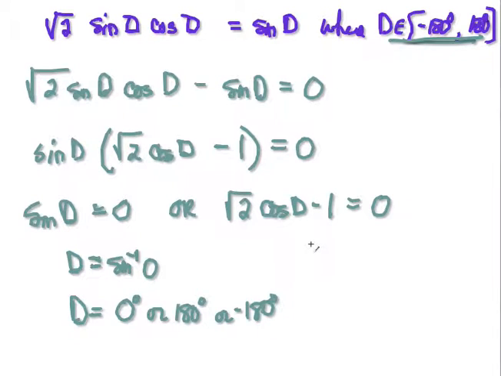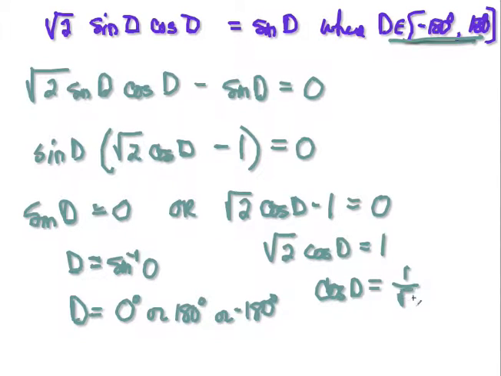Now let's see what happens over here. I'm going to get radical 2 times the cosine of d is going to equal 1, right? So the cosine of d is going to equal 1 over radical 2. I don't like radicals in the denominator, right? So what I'm thinking to myself, cosine of d is going to be radical 2 over 2. And I know, I have this memorized, right? The cosine of d is radical 2 over 2. And so I know if I take the cosine inverse of both sides, d is going to equal the cosine inverse of radical 2 over 2.